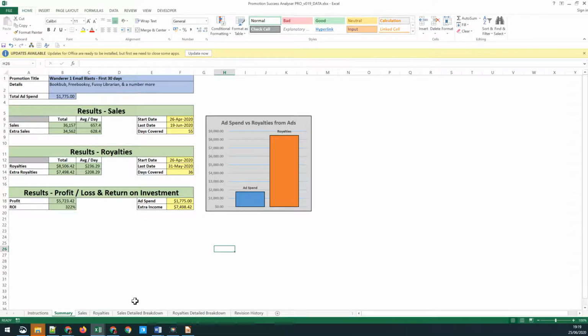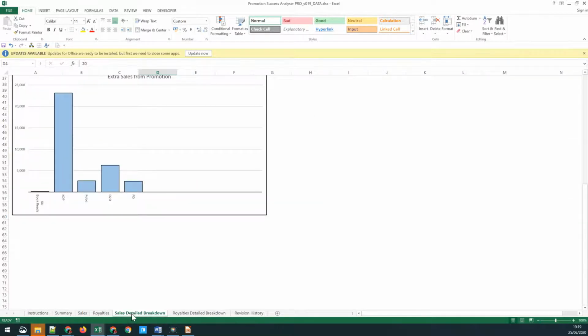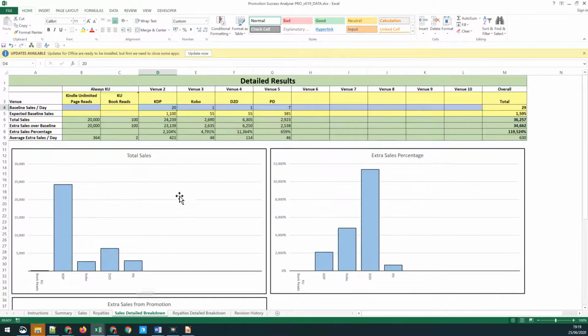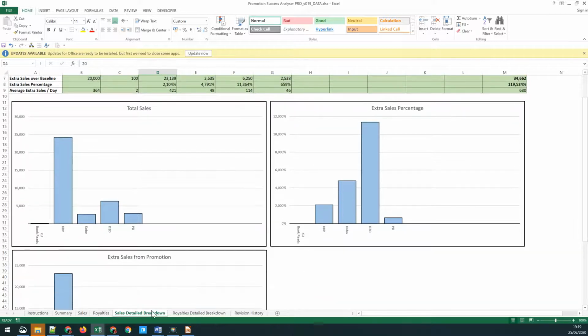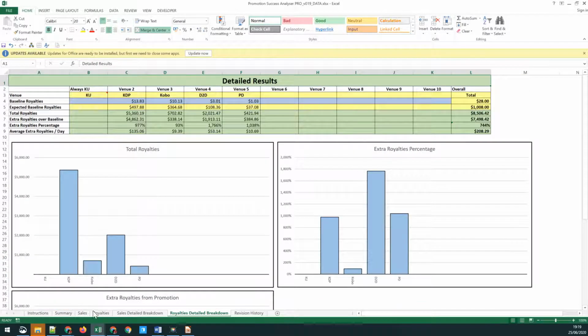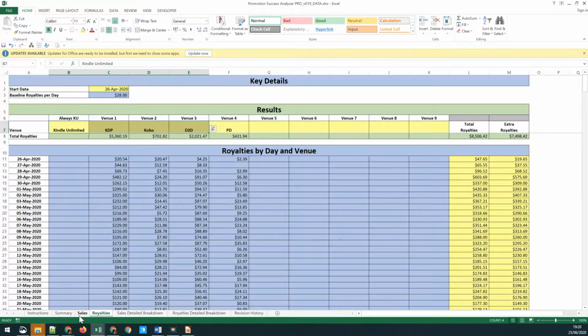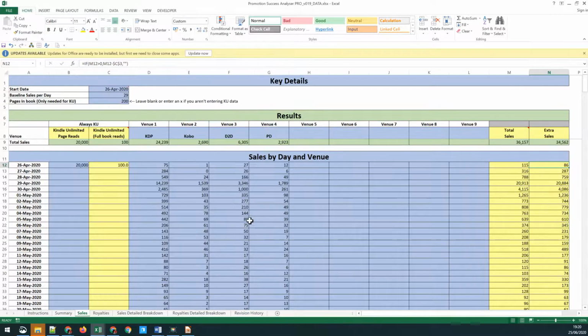And then on this Pro version, we also have more detailed breakdowns by the venues, and you can see here we have breakdown charts as well for the venues. That's for sales, and we have the same for royalties. So that's the Pro version, but the basic version gets you all of this. Again, it will have a limited number of rows, just a month's worth of data, where the Pro one has a year. But the normal basic one is still very useful.